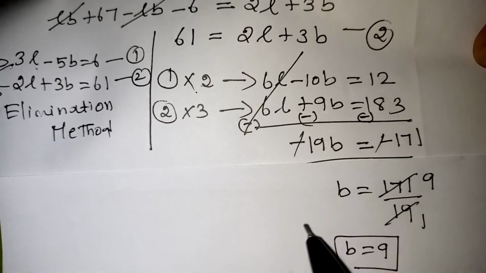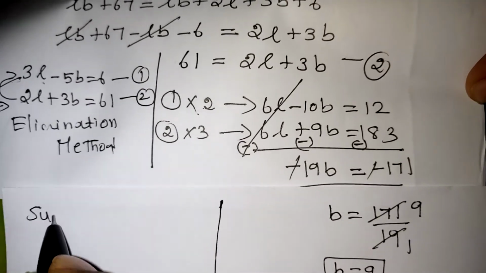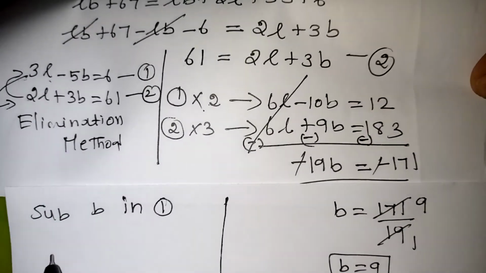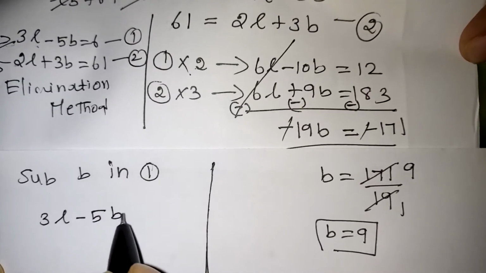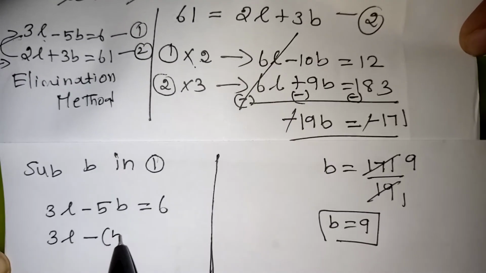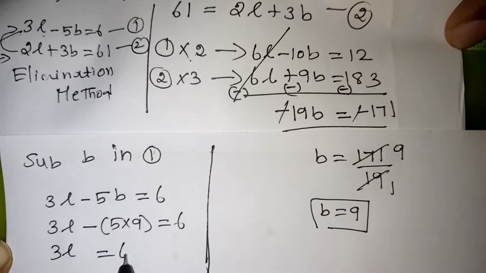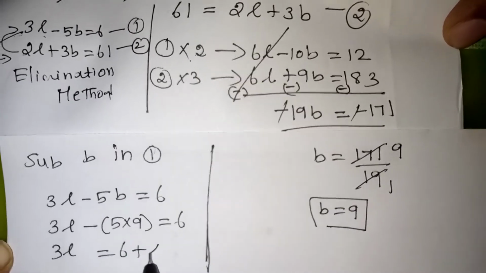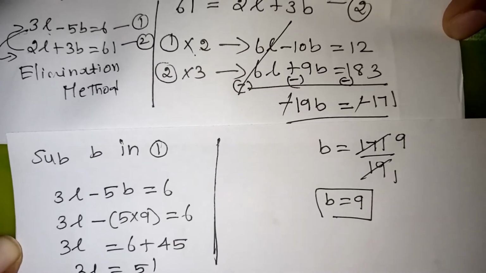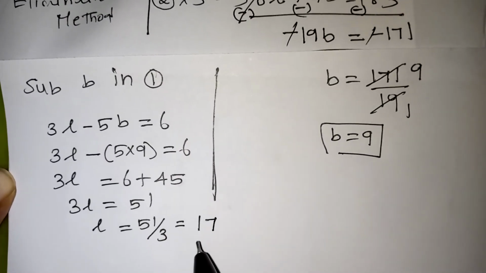Now the B value should be substituted in any one of the equations. Let us substitute in the first equation. This is my first equation: 3L minus 5B is equal to 6. So 3L minus 5 into 9 is equal to 6. So 3L is equal to 6 plus 45, because this minus 45, if you bring it to that side, becomes plus 45. 45 plus 6 will give you 51. So L is equal to 51 by 3, which will give you 17. So L is equal to 17.